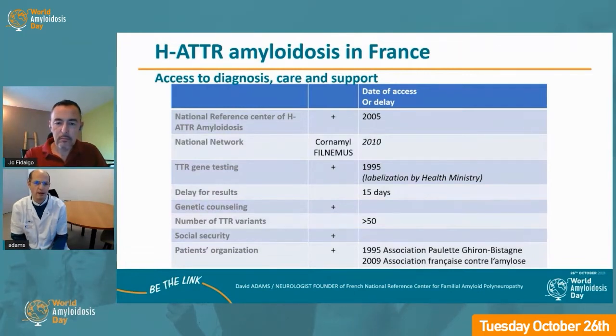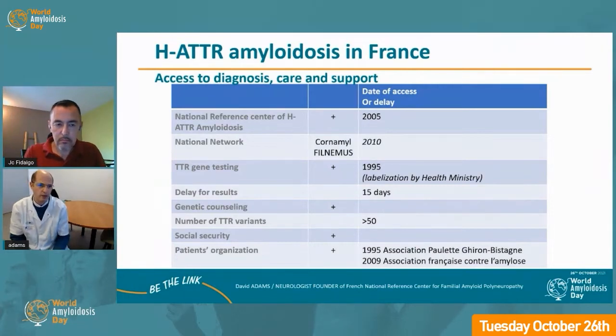So we make very important technological advances. We develop a national network to be very comfortable with the diagnosis in different regions from France in 2010. And we developed genetic counseling also. And actually, conversely to Portugal with only 1 mutation, we have now more than 50 mutations. So in France, we are very happy and lucky because we have total complete social security.